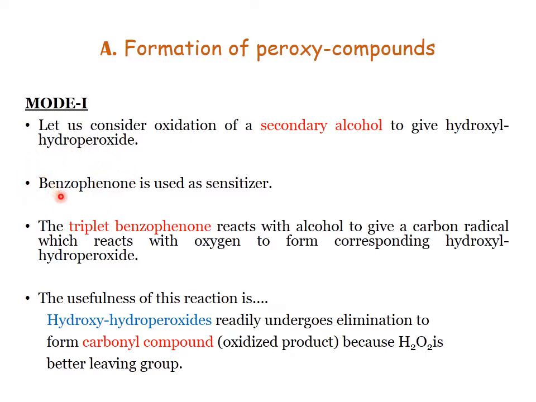When you irradiate, your benzophenone will go to excited state. In excited state, it will be then a triplet form. So triplet benzophenone reacts with your ground state alcohol, that is the substrate, to give a carbon radical. This carbon radical will be produced from the alcohol. So different types of alcohol will produce the corresponding carbon radical. And this carbon radical further reacts with ground state oxygen and it will form the corresponding hydroxy hydroperoxide.